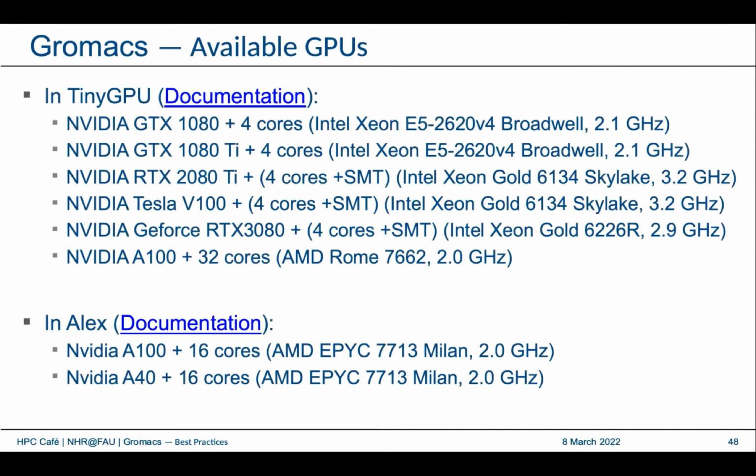And there are also A100s available in TinyGPU with 32 CPU cores. And in Alex, we have the A100s and the A40, each with 16 physical cores available per GPU. Also, you can see here the difference in the CPUs. In TinyGPU, we mainly have Intel Xeon CPUs with fewer cores than the AMD CPUs in Alex.